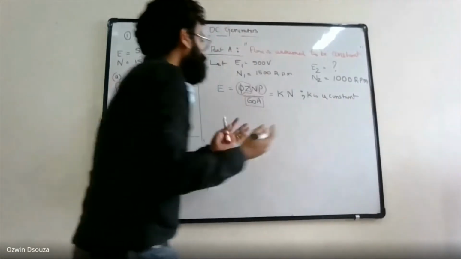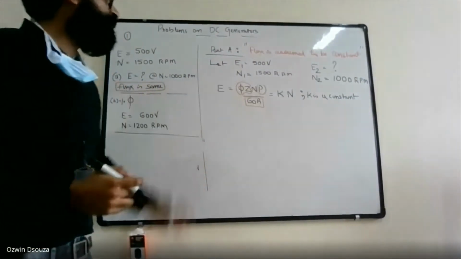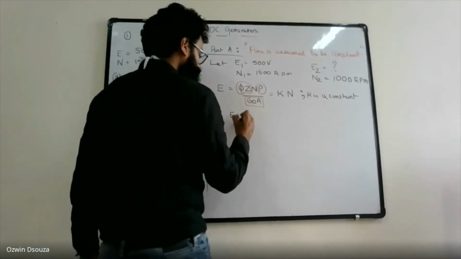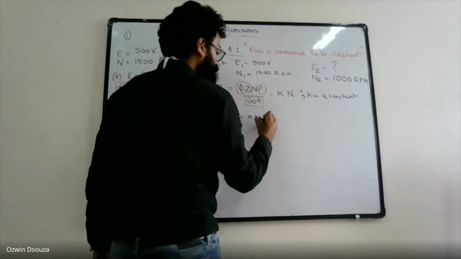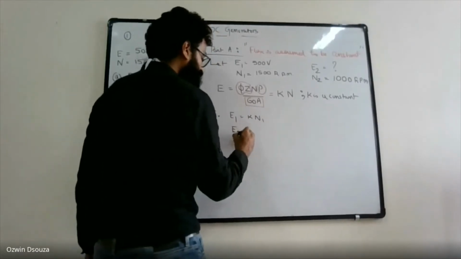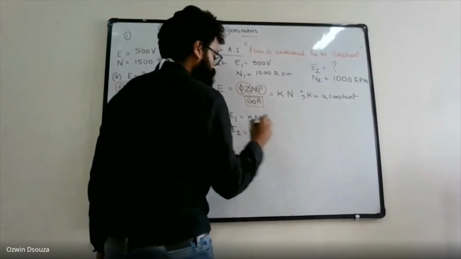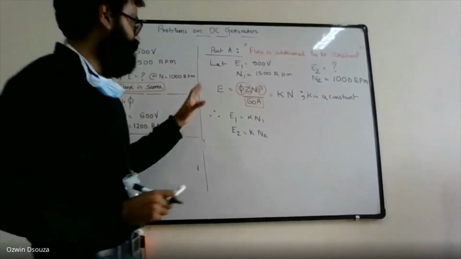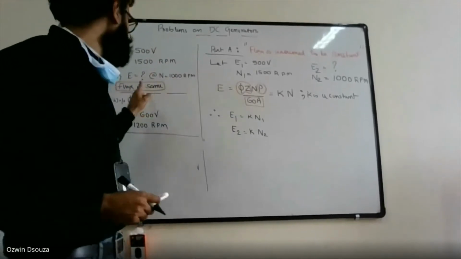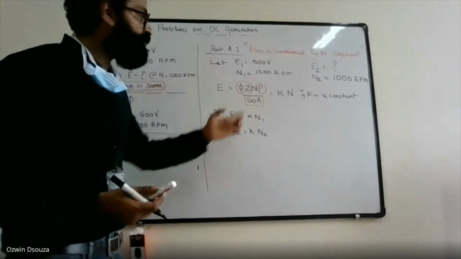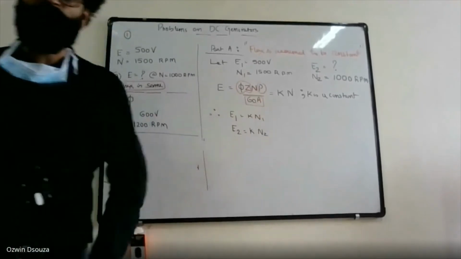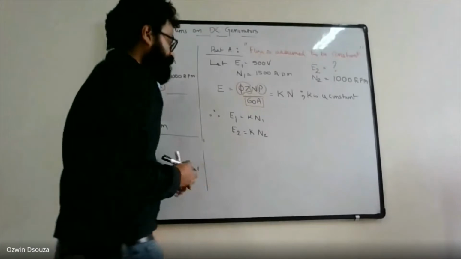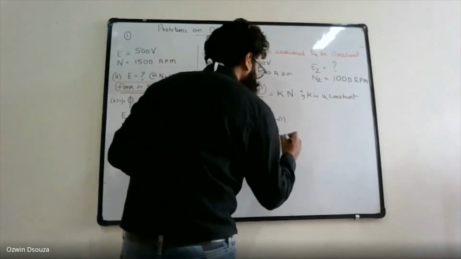And what is the value of K? K is basically phi Z P divided by 60A. So therefore, you can write E1 is equal to K into N1, and E2 is equal to K into N2. K remains same because the same DC generator you are considering, right? In both the cases, phi remains same, number of conductors cannot change, poles cannot change, and 60A cannot change. So on that note, you can take K as constant.